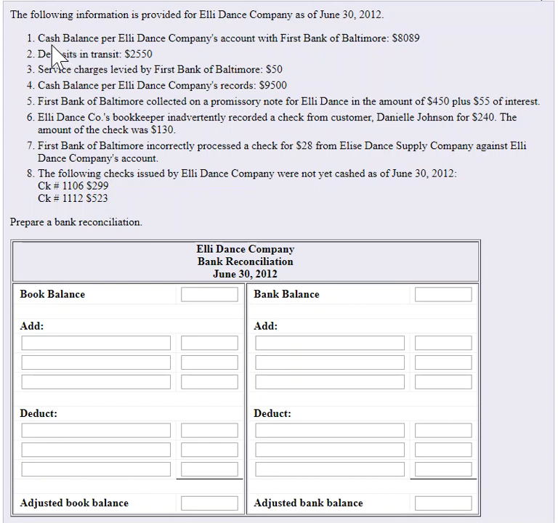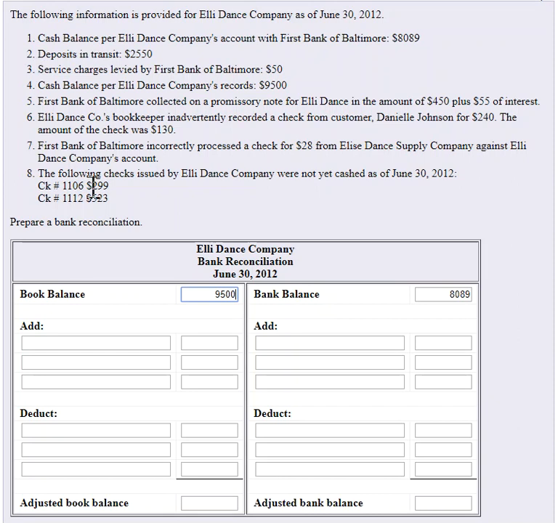Well, number one here says cash balance per Eli Dance Company's account with First Bank of Baltimore is $8,089. So we'll go ahead and plug that in as our bank balance. And then our book balance, it says cash balance per Eli's Dance Company records $9,500. So you can already see there is a difference of about $1,500. So we need to reconcile that out.